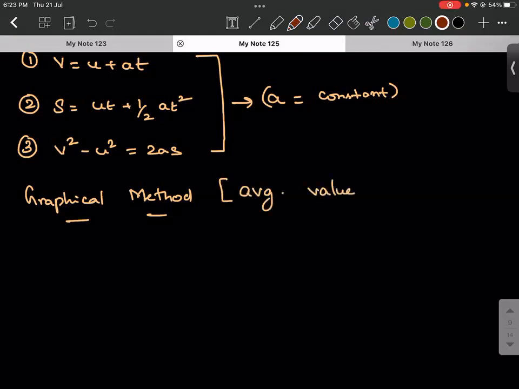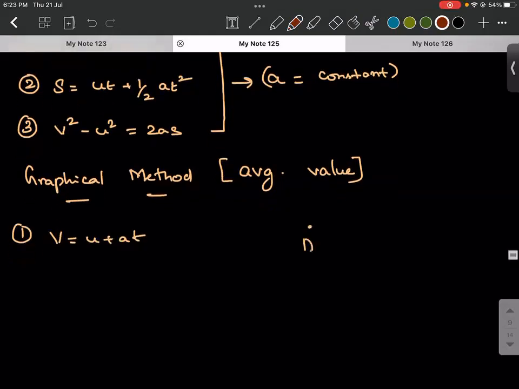For the graphical method, you always need to start the definition with the average value. For the first equation, v is equal to u plus at, I'm going to consider a scenario where an object is moving between the points A and B, and let's say at the initial point the velocity is u and the time is zero. Let's say at the final point, the velocity is v and the time is t. And throughout the journey, the object has accelerated with a uniform value a.